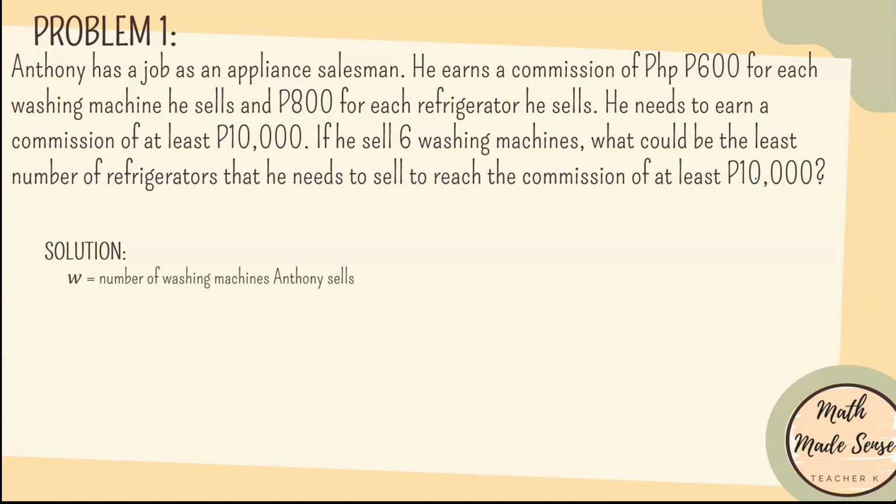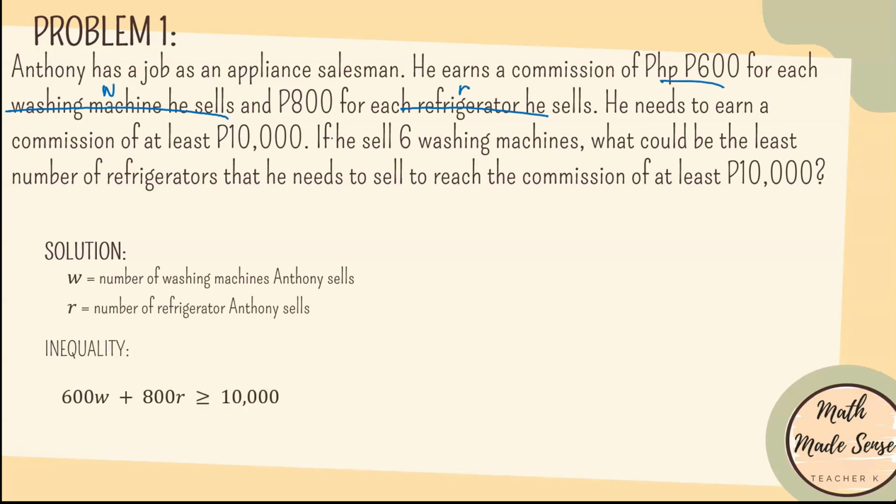First, let's represent our variables. Let W be the number of washing machines that Anthony sells. In the problem, Anthony sells washing machines and refrigerators. So let's have W for each washing machine he sells and the variable R for the number of refrigerators that Anthony sells. Each washing machine is 600 pesos and each refrigerator is 800 pesos. That's why we have here 600W plus 800R is at least 10,000 pesos.